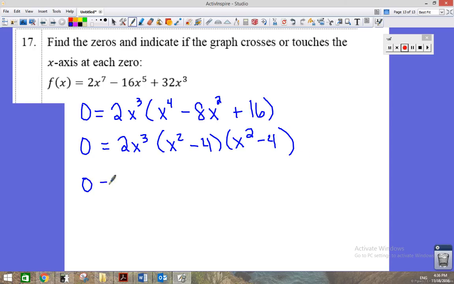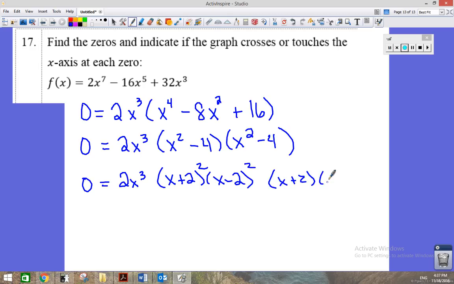So let's continue factoring this. X squared minus 4 factors to x plus 2 times x minus 2. And then I'm going to have another x plus 2 and another x minus 2. So rather than writing them out here and then recognizing, well, hey, I've got 2 of them, I'm just going to go ahead and make the exponent 2 now. I don't think that will cause anybody any problems.